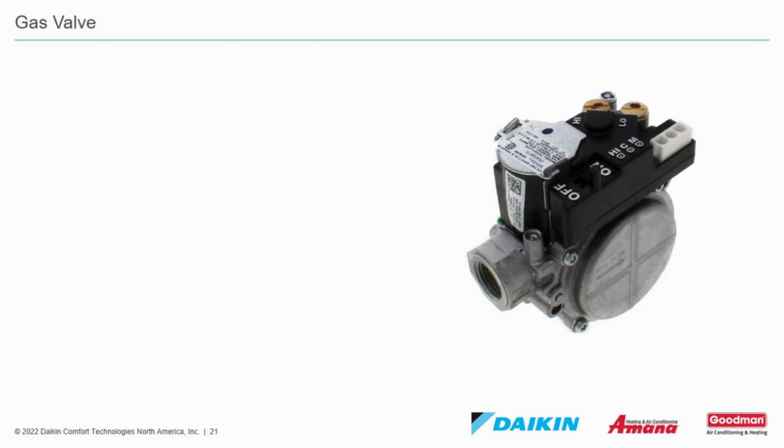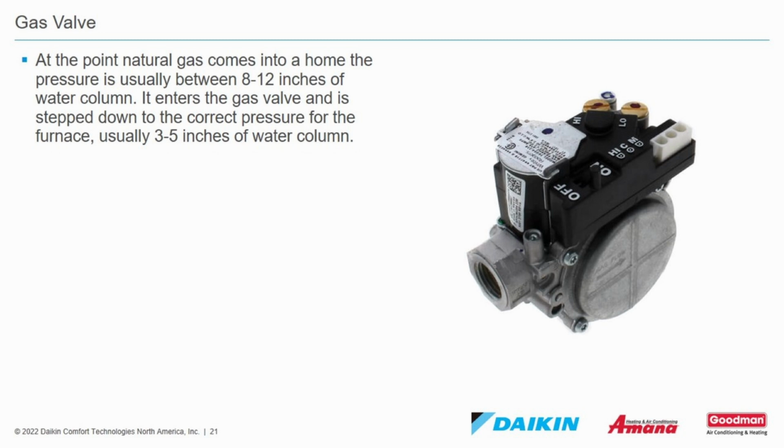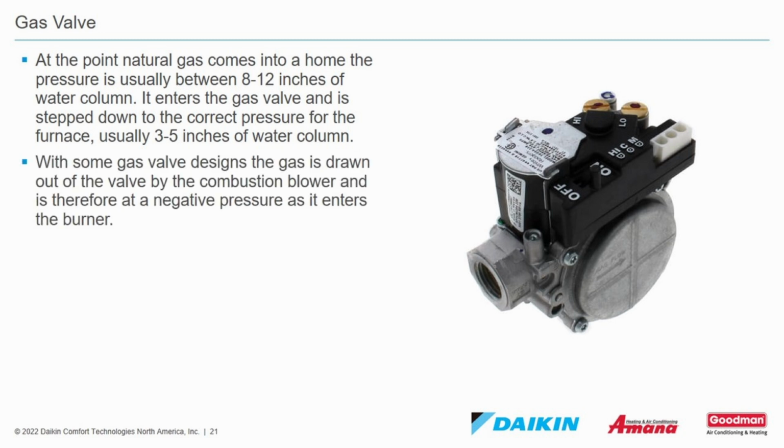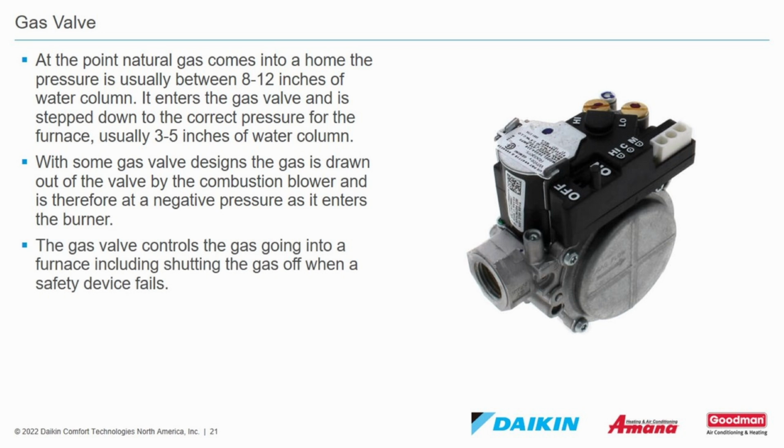Gas valve. At the point where natural gas comes into the home, the pressure is usually between 8 and 12 inches of water column. It enters the gas valve and is stepped down to the correct pressure for the furnace, usually 3 to 5 inches of water column. With some gas valve designs, the gas is drawn out of the valve by the combustion blower and is therefore at a negative pressure as it enters the burner. The gas valve controls the gas going to the furnace, including shutting off the gas when a safety device fails.